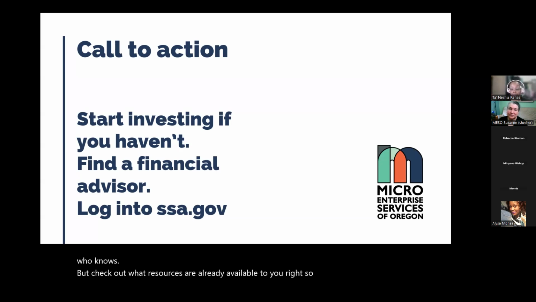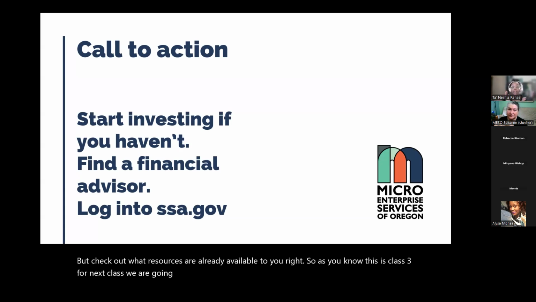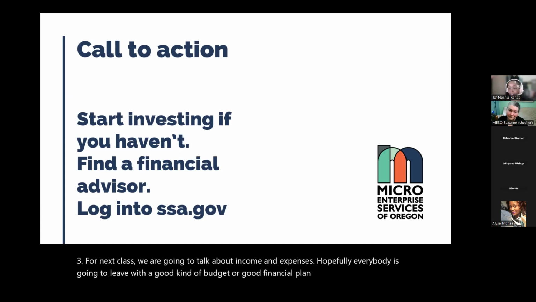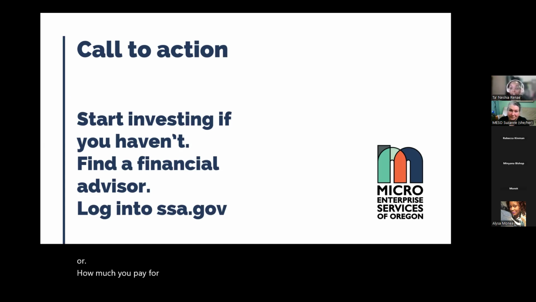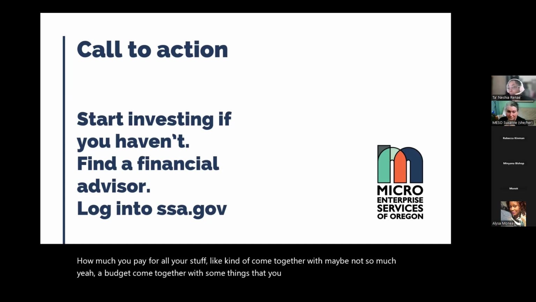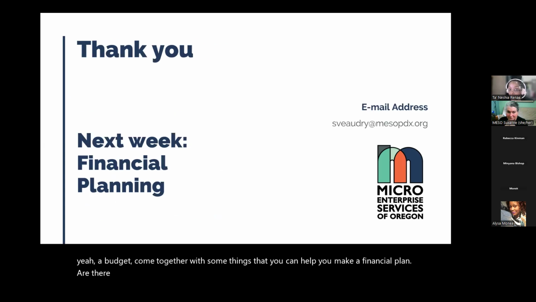So, as you know, this is class 3. For next class, we are going to talk about income and expenses. Hopefully, everybody's going to leave with a good budget or financial plan and have a good overview of what their goals are and what they want to do. So, if you don't know how much you make or how much you pay for all your stuff, come together with some things that can help you make a financial plan. Are there any questions?